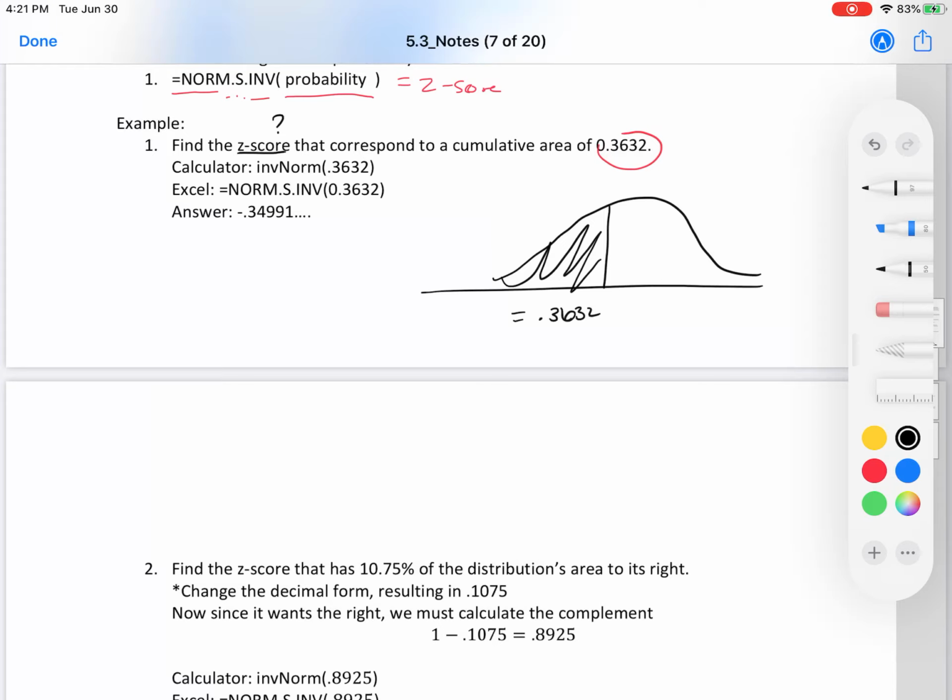In Excel, you want to enter NORM.S.INV and your answer. And in your calculator, you want to enter invNorm and your answer. And that will give you the corresponding z-score. So we see that our z-score is 0.34991. And it continues and you round to whatever answer your question wants.